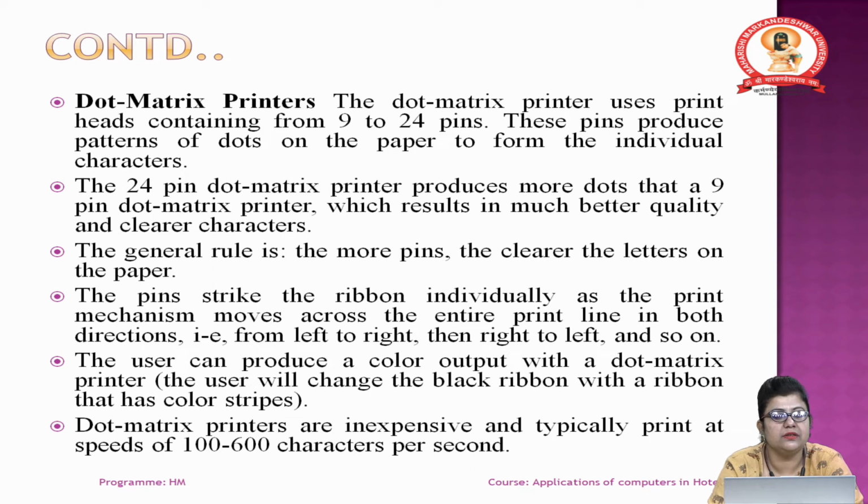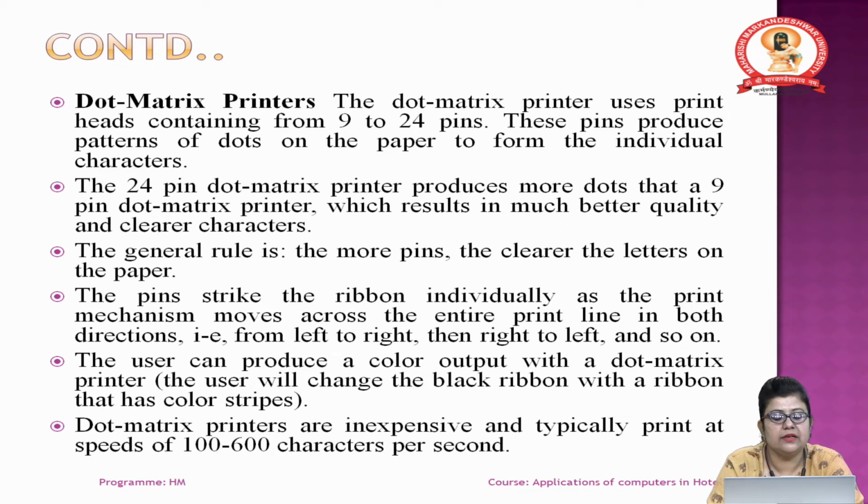Dot matrix printer. The dot matrix printer uses a print head containing from 9 to 24 pins. These pins produce patterns of dots on the paper to form individual characters. Like a 24 pin dot matrix printer produces more dots than a 9 pin dot matrix printer. Obviously, 24 pin dot matrix printer results will be much better in quality, and clearer characters will be printed as compared to a 9 pin dot matrix printer. The general rule is the more the pins, the clearer the letters on the paper are.